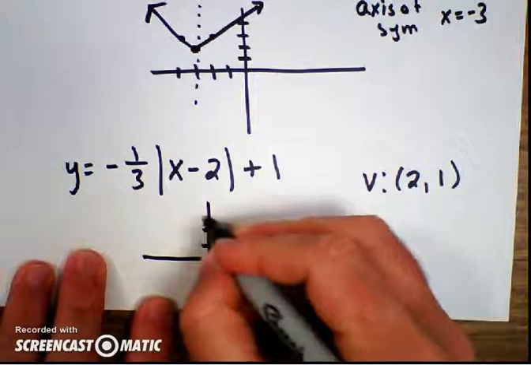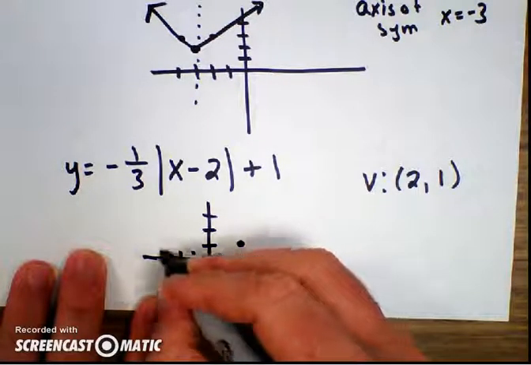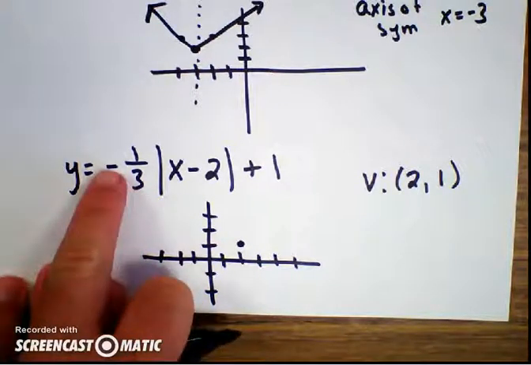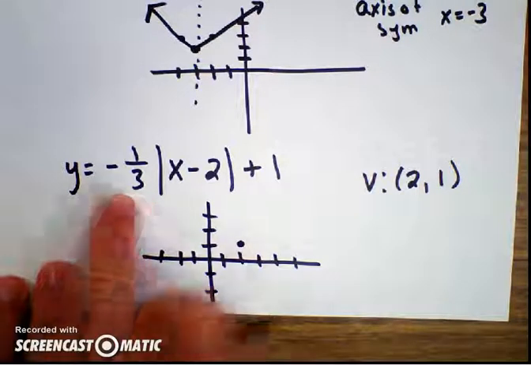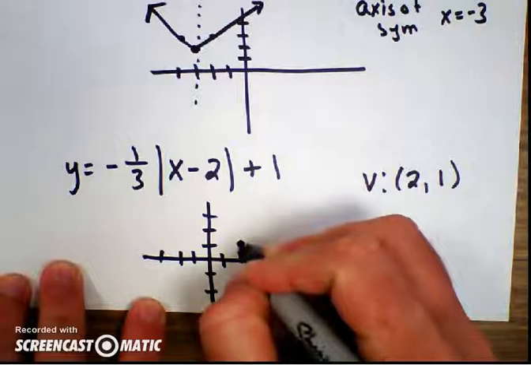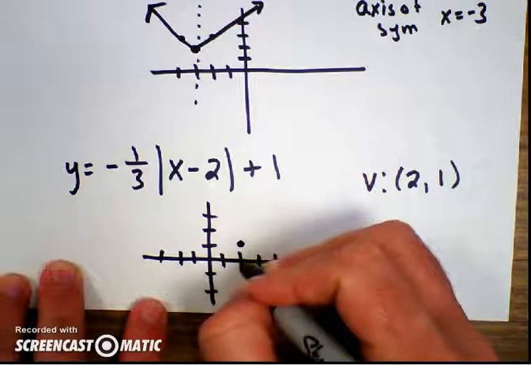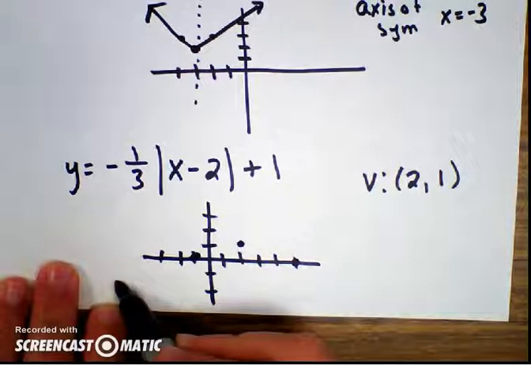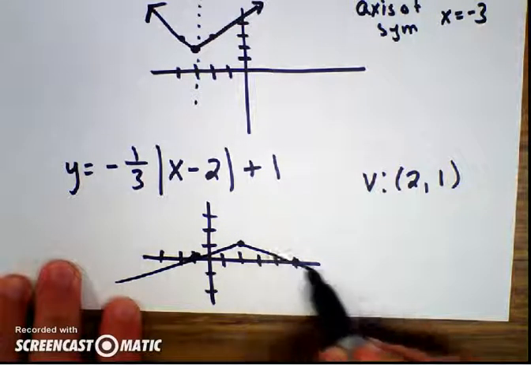And then from that graph, we are going to do this number here. Now this number has changed. It's negative, which means we're going down 1 over 3 on both sides. So down 1 over 3. And then from that same vertex, go down 1 and then over 3 to the other side. Draw your line, and you got your V.